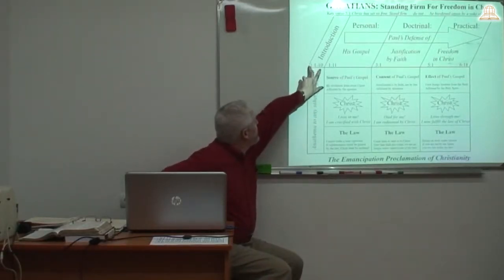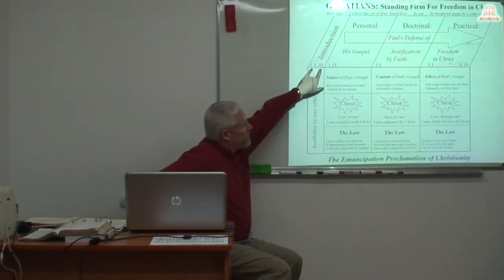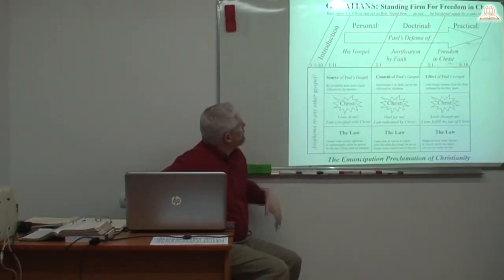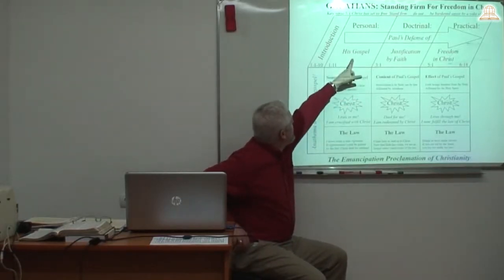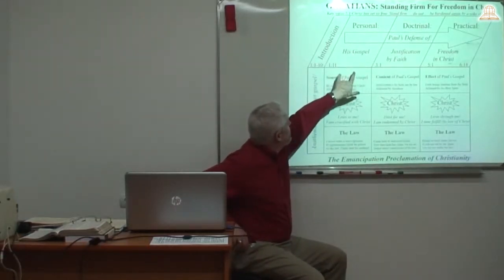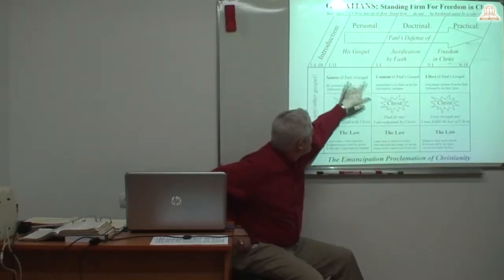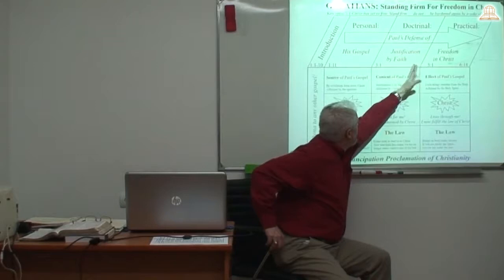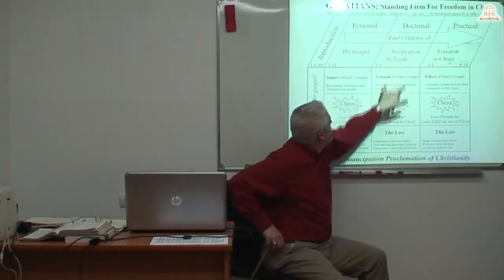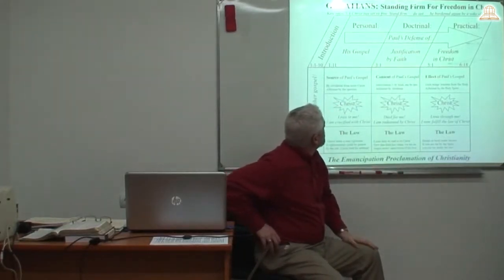So what he has here is the introduction, and you have the verses. The next section is his personal gospel, and again the gospel of Paul, verses 3:1 to 5:1. So this is chapters 3 and 4.